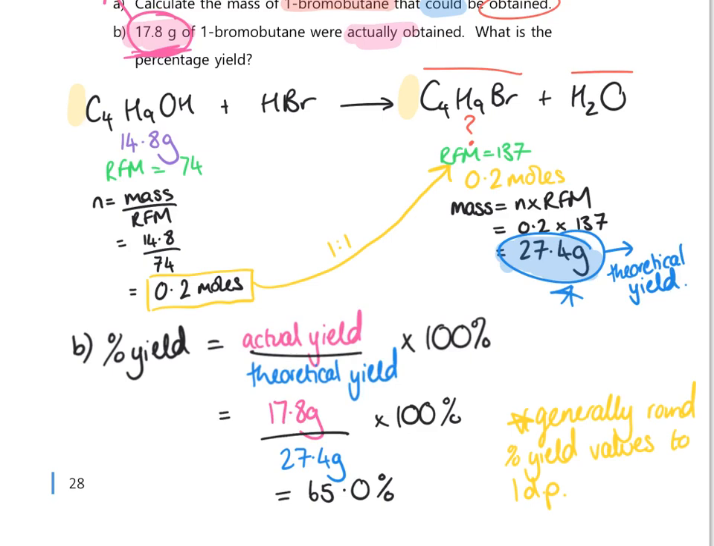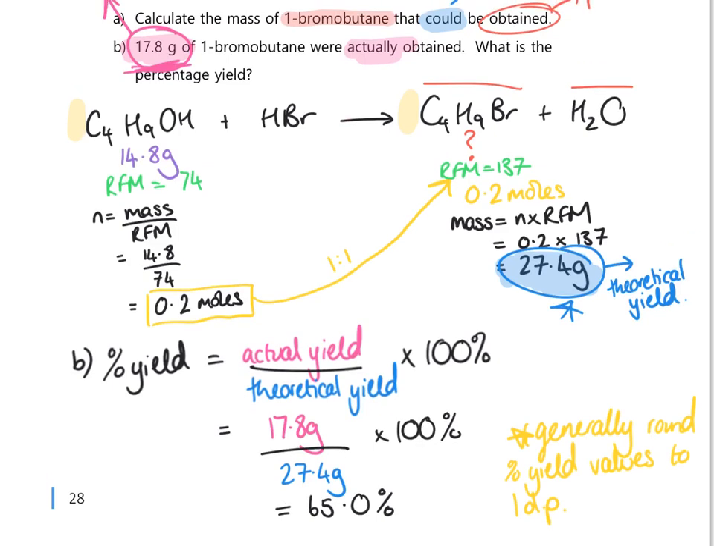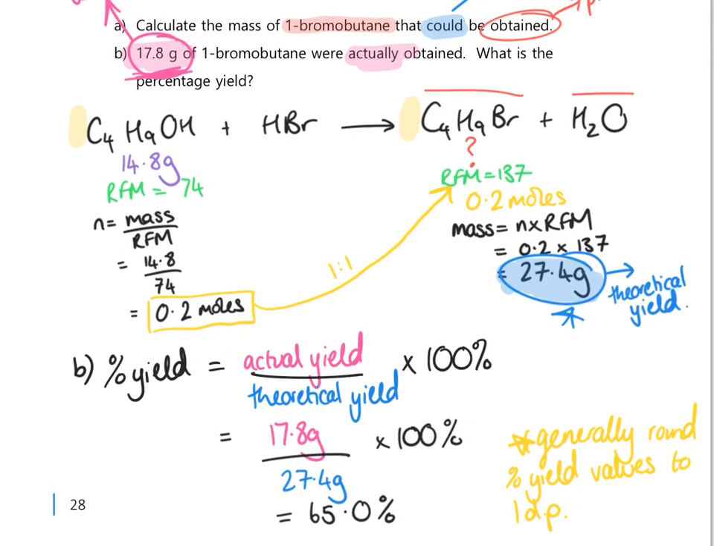But they'll always get you to calculate the theoretical yield first, although they might not call it that. They might say, as it did in this question, calculate the mass that could be obtained. And then they'll give you an actual yield for you to calculate the percentage yield. So what we've got in the next couple of pages is some examples for you to try. So let's take a look at those now.